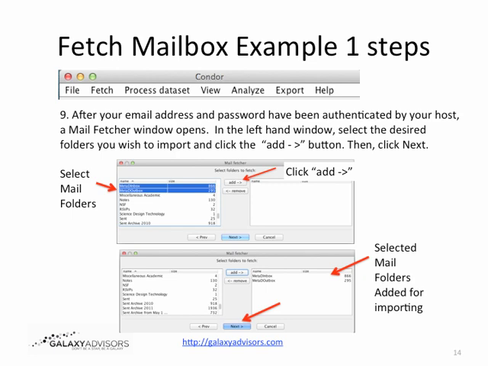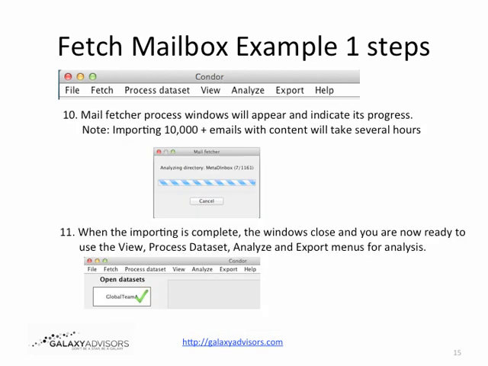Then click Next. So again, if you have some particular project that you want to analyze rather than all of your email or multiple projects, in here I have Meta D inbox and Meta D outbox as I suggested in the preparation step. I'm going to add that. In the lower window, you can see those have now been added. The selected mail folders are added for importing. Then simply click Next.